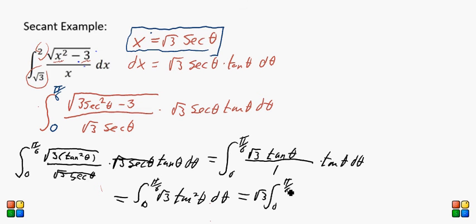But the way we're going to do this integral is to rewrite it. Tangent squared is secant squared minus 1. And the reason that's a better way to write this is I know the antiderivative of secant squared.